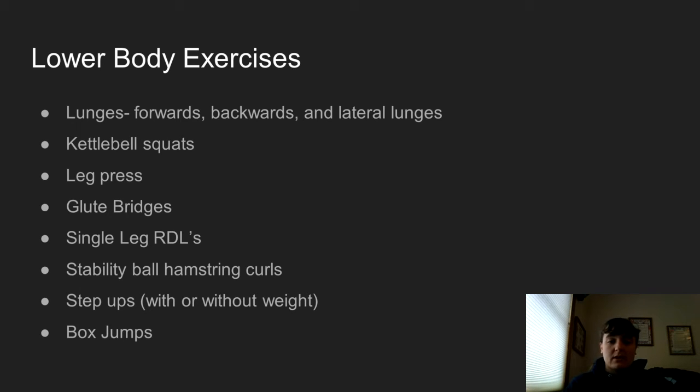Step-ups is another thing that you can do with or without weight, up to you. You just step up onto a box or onto a bench, or even onto a chair, and then you step down. Then the other leg goes up, and then you come back down. So you just alternate back and forth. And then another one is box jumps, because you're jumping your entire weight on top of a box and then back down.